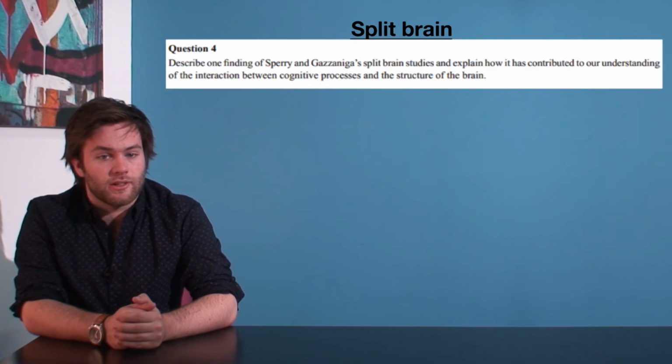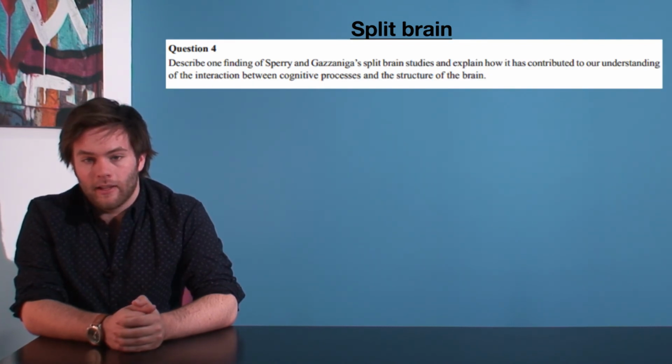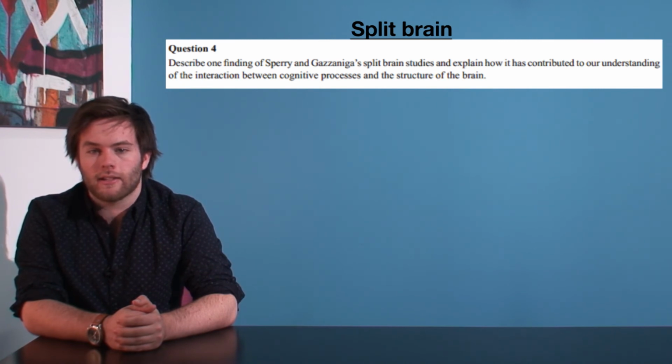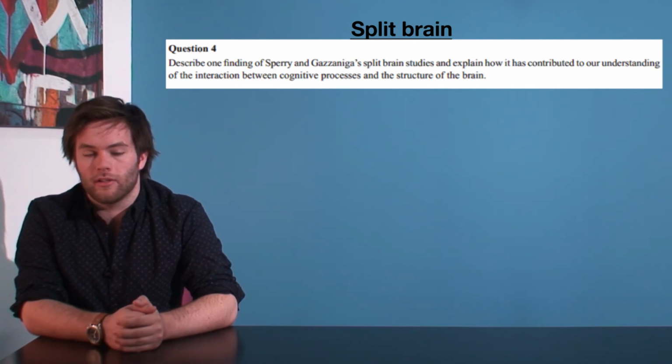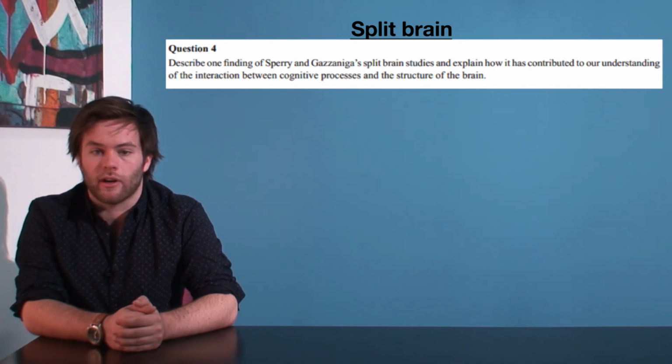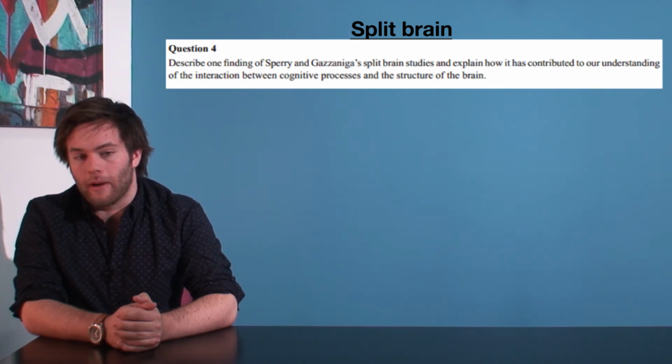The second question is a short answer question from the 2011 VCAR exam. The question is worth 3 marks and asks us to describe one finding of Sperry and Gazzaniga's split brain studies and explain how it has contributed to our understanding of the interaction between cognitive processes and the structure of the brain. Nicole, how might we be awarded the full 3 marks?